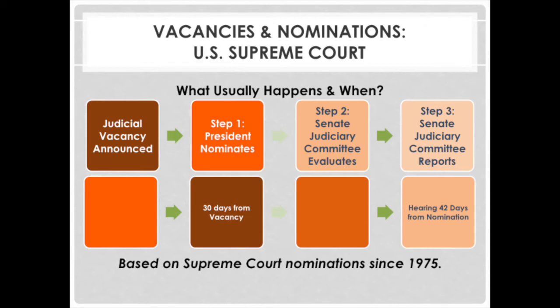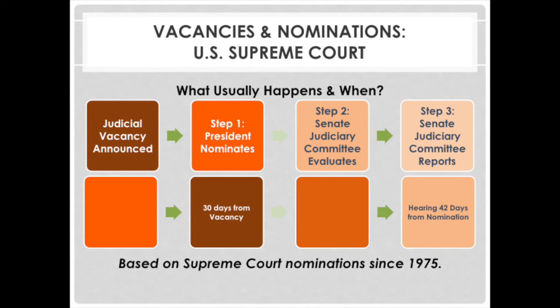A judicial vacancy, similar to the lower courts, is announced. The president typically makes a nomination. Usually that happens about 30 days from the time that seat goes vacant. And then the nominee would then have courtesy meetings with senators. And then the Senate Judiciary Committee, similar to what they do for lower court nominees, makes its evaluation. Typically, a hearing is held about 42 days from the nomination.